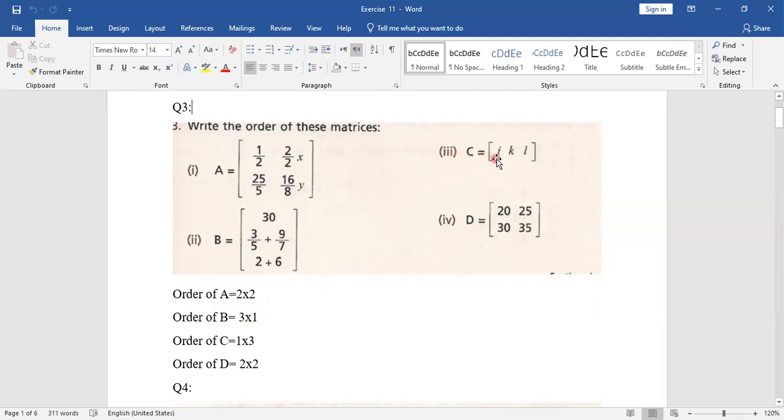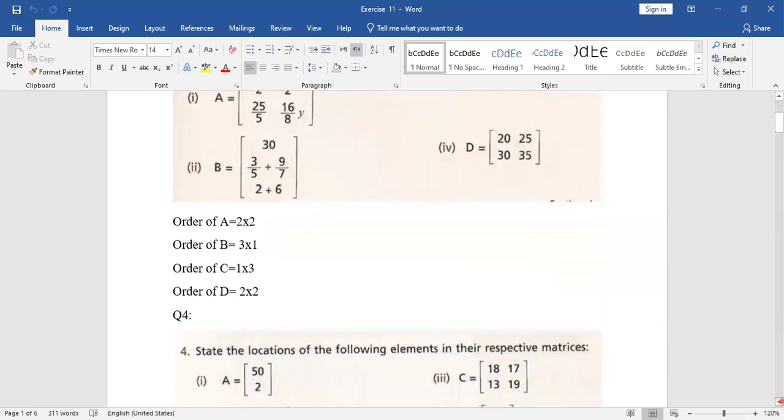Part C, there is only one row and there are 3 columns. J shows one column, K shows second column, L shows third column. So order of C is 1 cross 3. Order of D, there are 4 numbers and this is 2 cross 2, 2 rows and 2 columns.